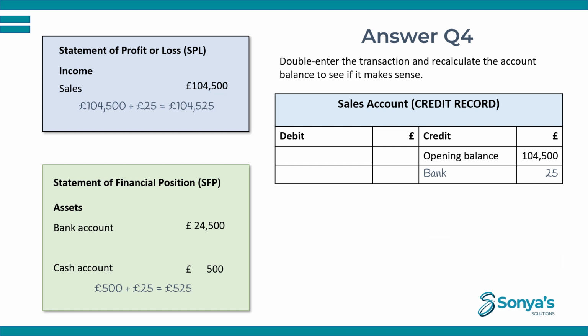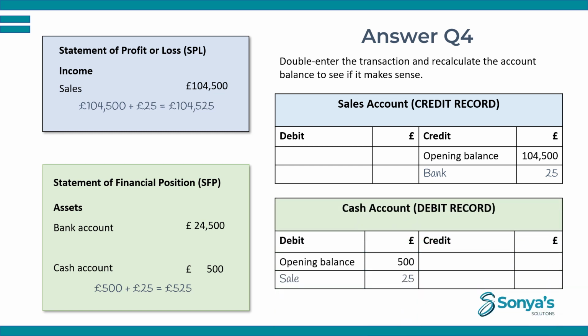The sales account and income account is credited with £25, but this time the cash account is debited rather than the bank account. The income account shows the balance as £104,525 and the asset account balance, the debit record, is £525.